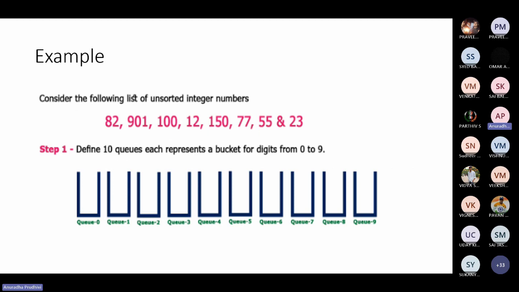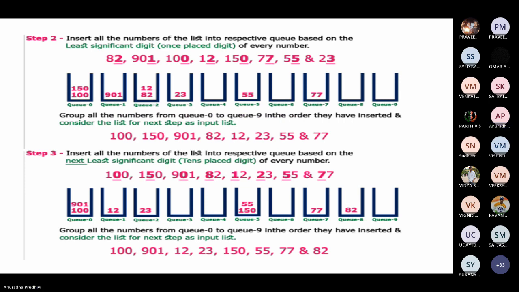Consider 82. The least significant digit is 2, right? 901: the least significant digit is 1. Then 0, next 2, next 0, next 7, next 5, next 3. So where to store this 82? The least significant digit is 2, so we store 82 in Q2, bucket 2.